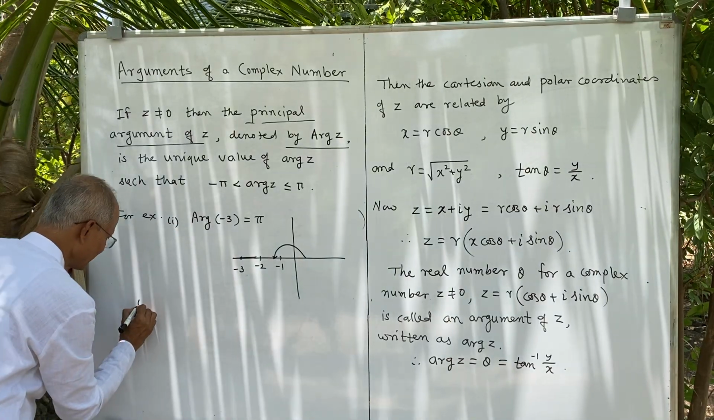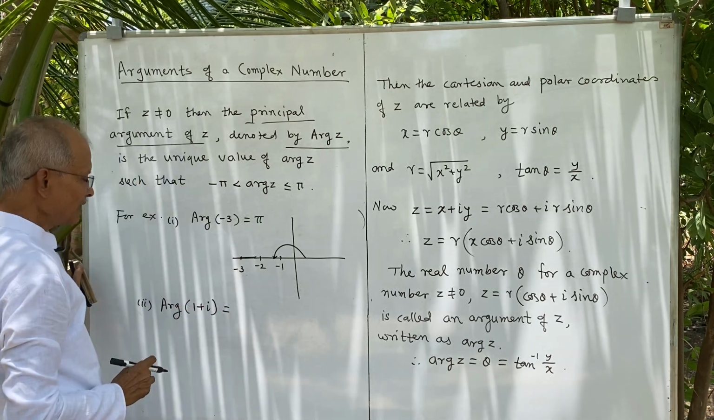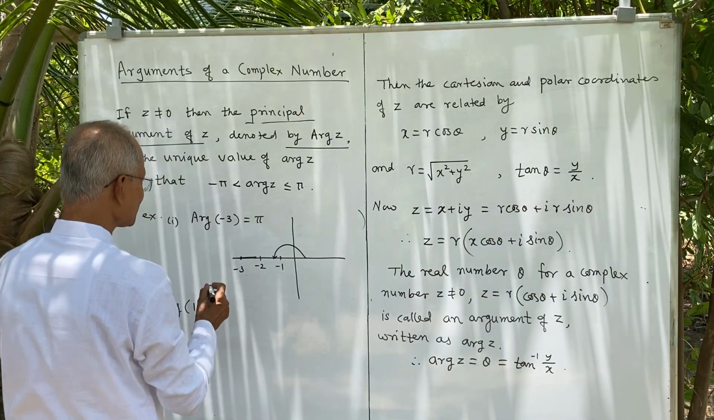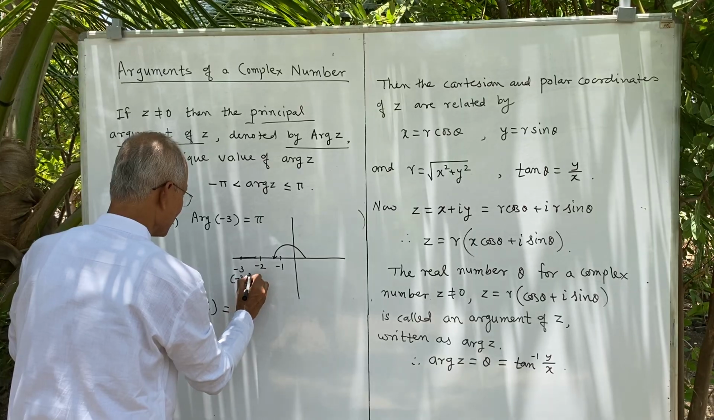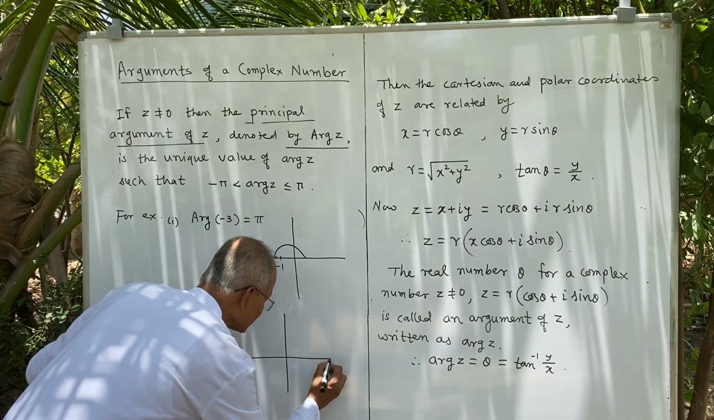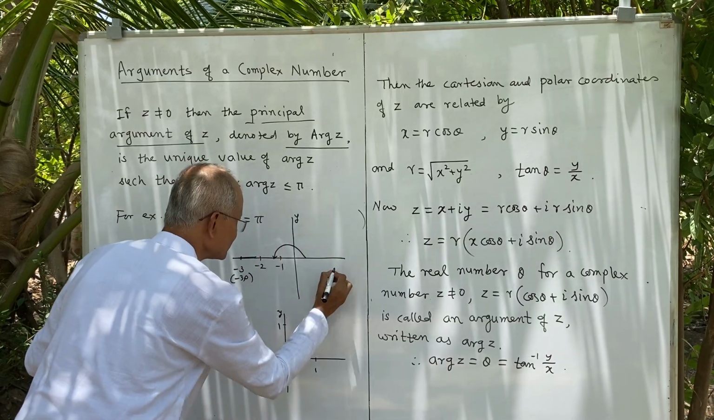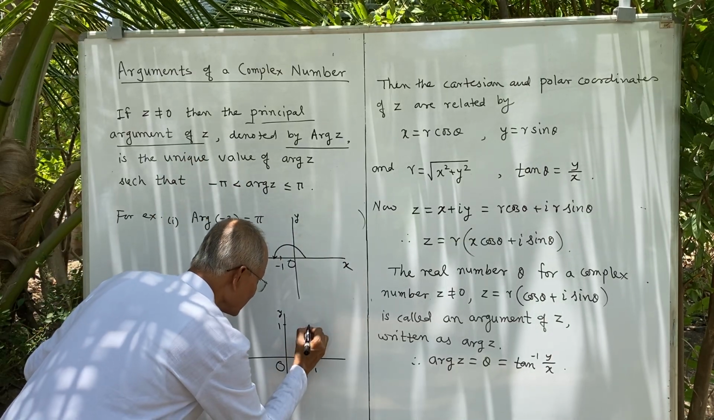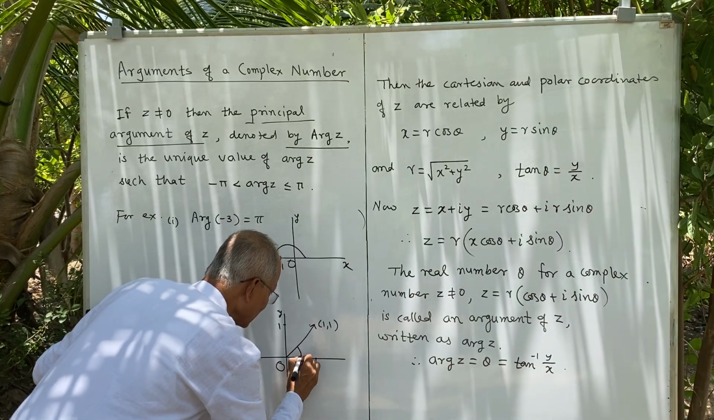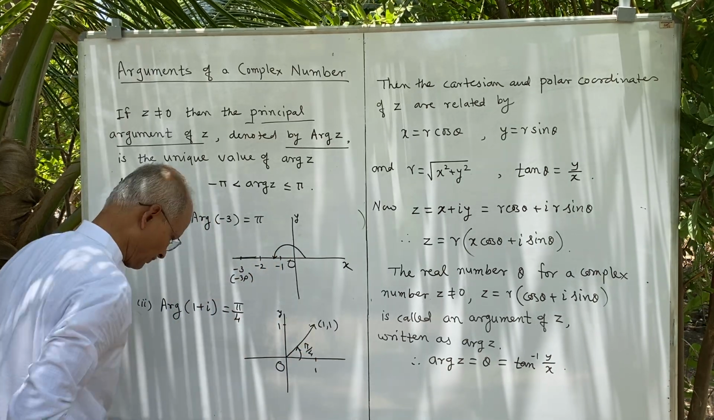Now the second example: what will be the argument of 1 plus i? 1 plus i is a point in the first quadrant. The point corresponding here is minus 3 comma 0, and here the point is 1 comma 1. This is in the first quadrant, and the angle here bisects the first quadrant, so it is pi by 4.